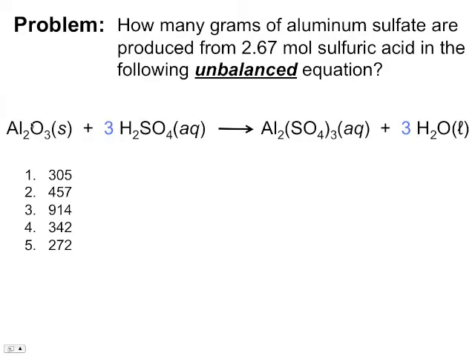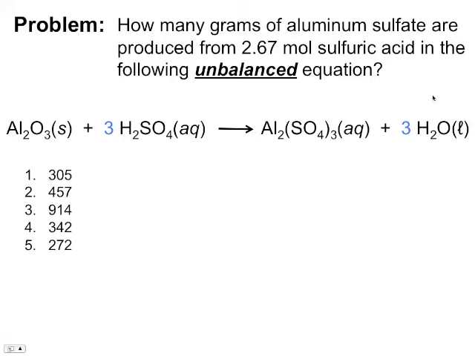Once we've done that, we can see that aluminum's already balanced and our sulfates are balanced. The remaining oxygen is here in water and here, so we need 3 oxygen atoms to be balanced. We can put a 3 here to balance that oxygen, and hydrogen will also be balanced as well. We have 6 on this side and 6 on this side, so it's already balanced.